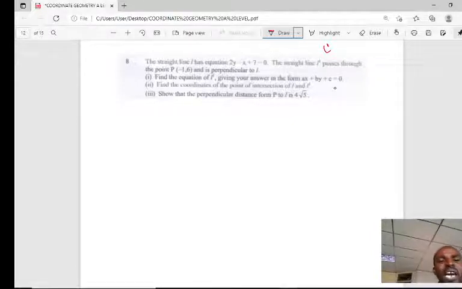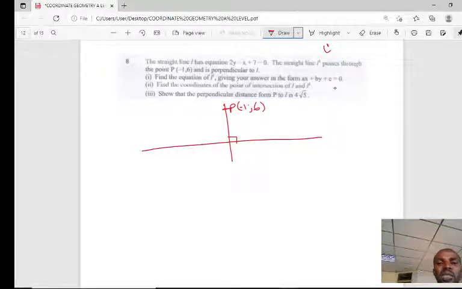So we have a straight line L, let me sketch here. The line L1 passes through the point and is perpendicular to L. Let me call this point P with the coordinates (-1, 6). Then this one is the straight line L, and this one will be L1, passing through the point (-1, 6), which is P.